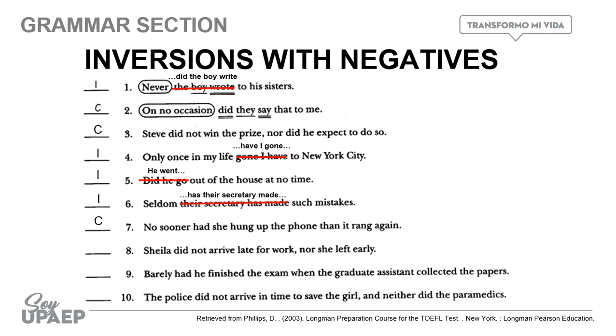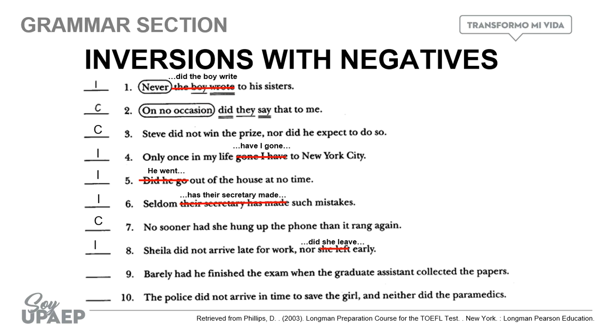Number 8, Shayla did not arrive late for work, nor she left early. This sentence is incorrect. Why? If you notice the negative word is on the second clause, but there is no inversion, you need an inversion. So as the sentence is in past, you need the auxiliary did. So the sentence should be, Shayla did not arrive late for work, nor did she leave early.